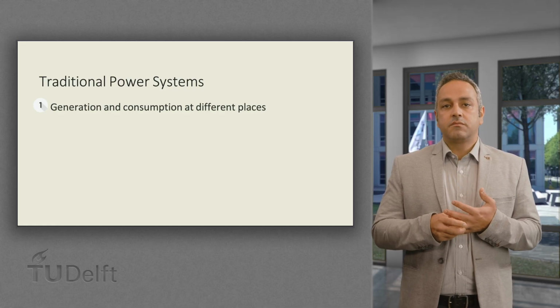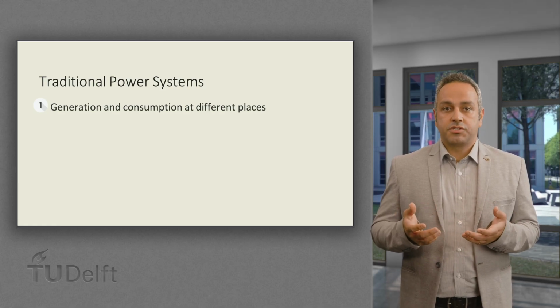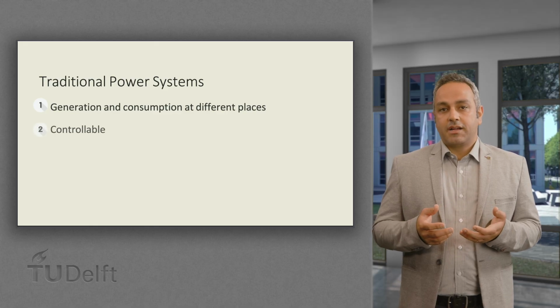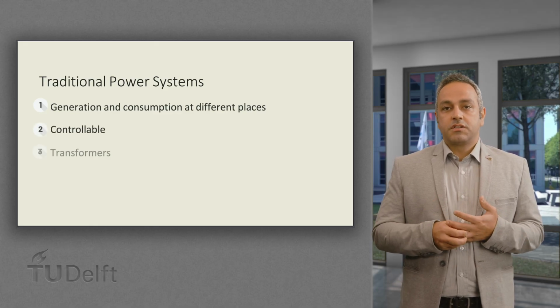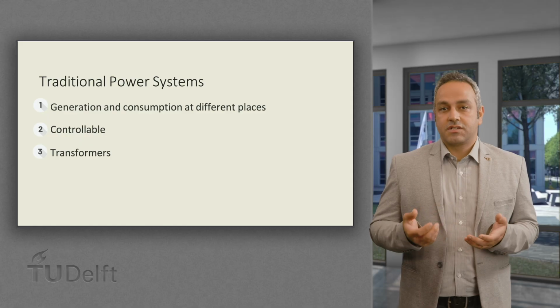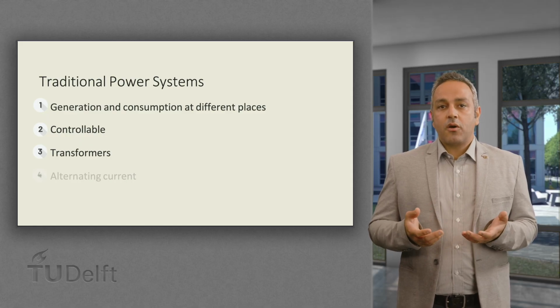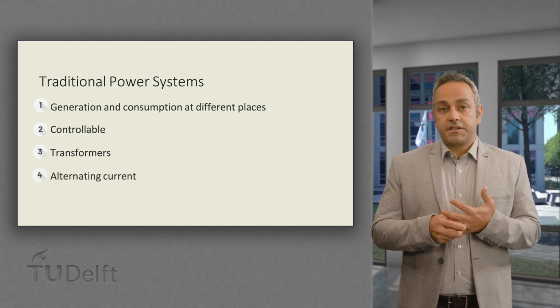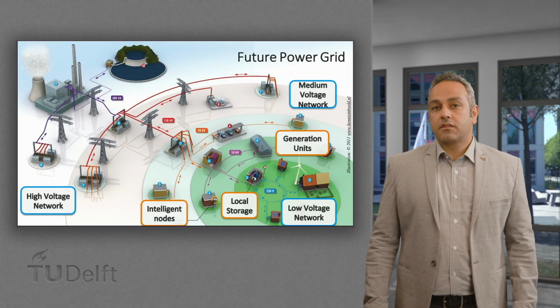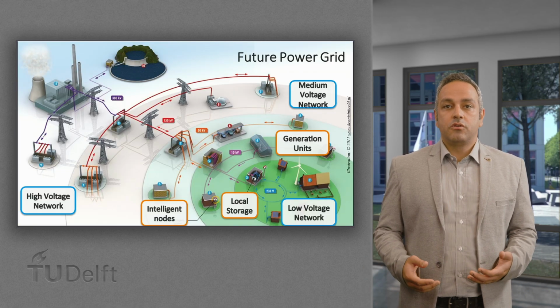But there are some other characteristics that are worth mentioning. For example, most power plants are controllable and voltage is increased or decreased by means of transformers. Large power plants operate on an alternating current. Let's now have a look at how a future power system could look like.